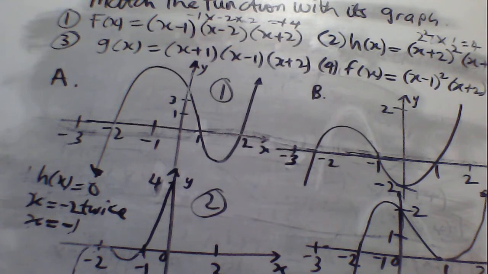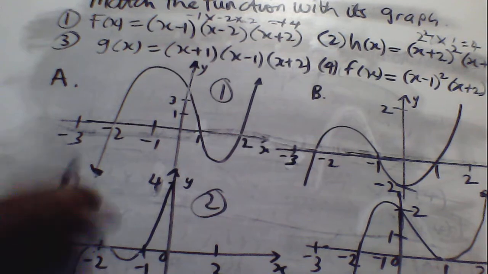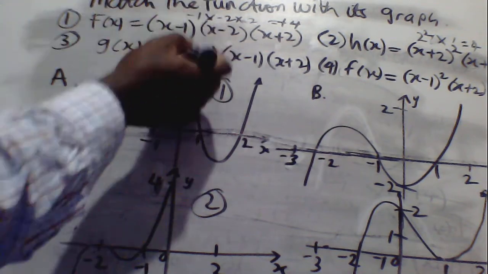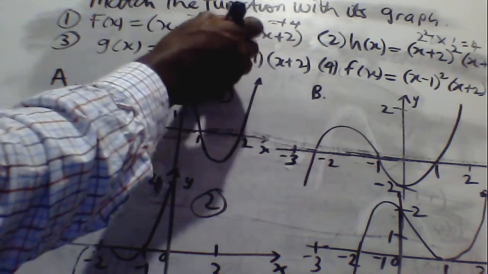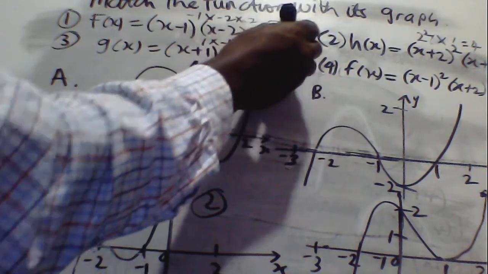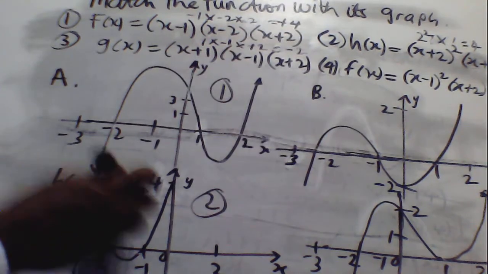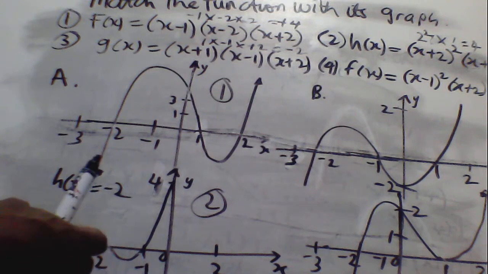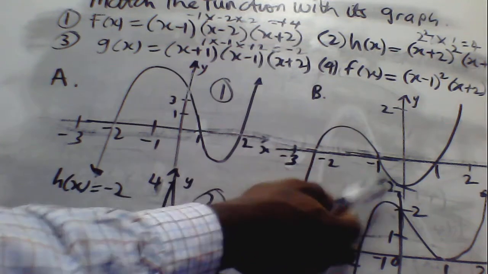So let's find the 3. To do that, put s equals to 0, we have 1. If s is 0, we have 1 times minus 1 times plus 2. So this will give us what? Minus 2. So g of x is equal to minus 2. Look for the graph that has minus 2 as the intercept on the y-axis. B has minus 2. Is it not?